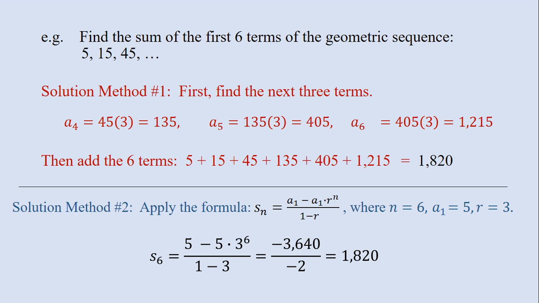Plugging into the formula, and be careful if you're entering this into a calculator. You need to make sure that you put both the numerator in a parenthesis as well as the denominator. You'll get 1,820, which confirms the result from method 1.